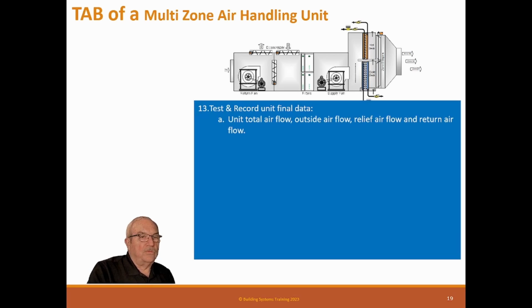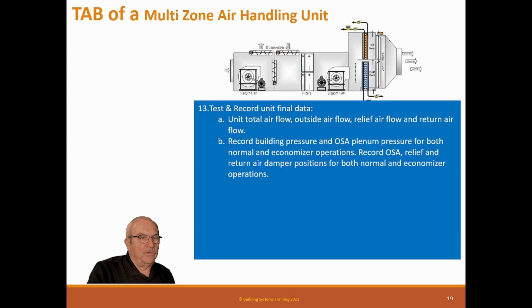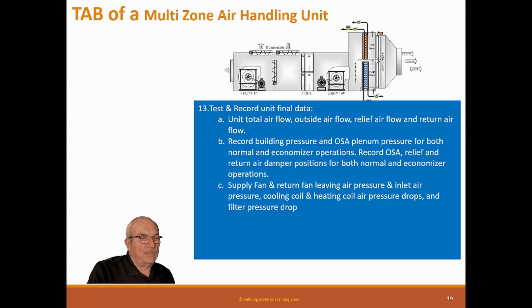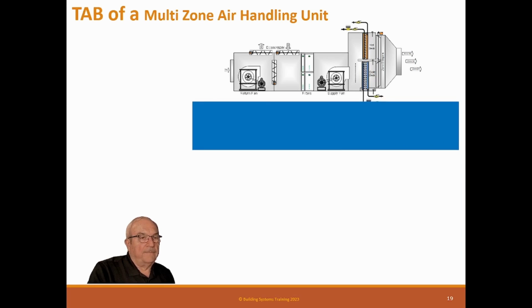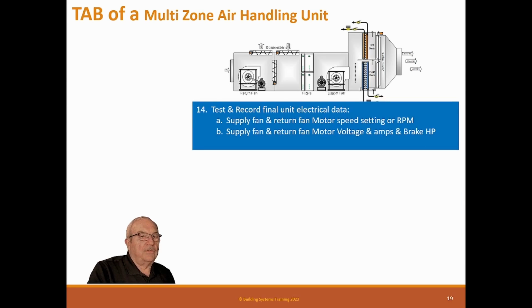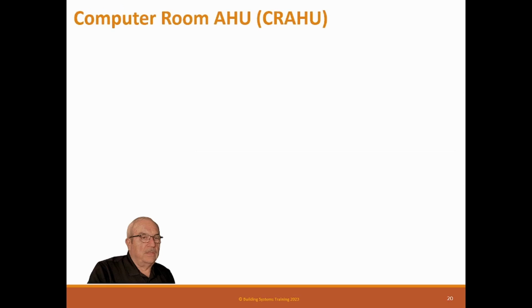Unit airflows, pressure, just like you've done on the other units before. Record building pressure and outside pressure, plenum pressure for both normal operation and economizer operations. Supply fan and return fan, leaving air pressure and inlet air pressure, cooling coil and heating coil air pressure drops, and filter pressure drops. Balance cooling coil water flow and record inlet, and same with the heating coil. Test and record the electrical data like you would any other unit.